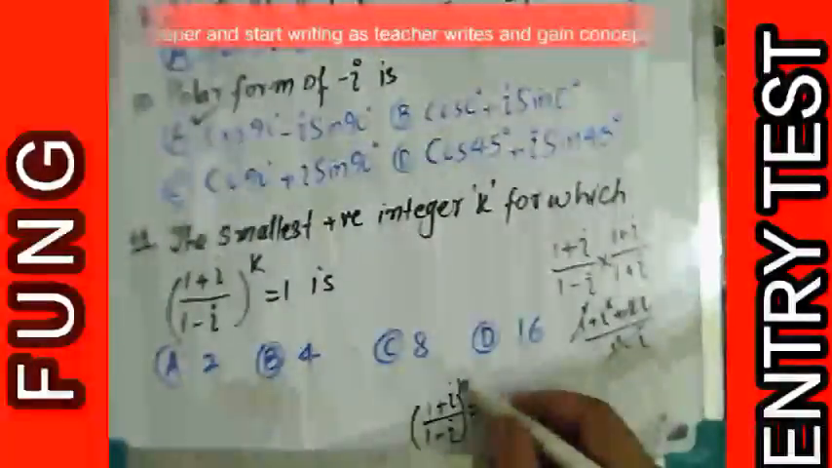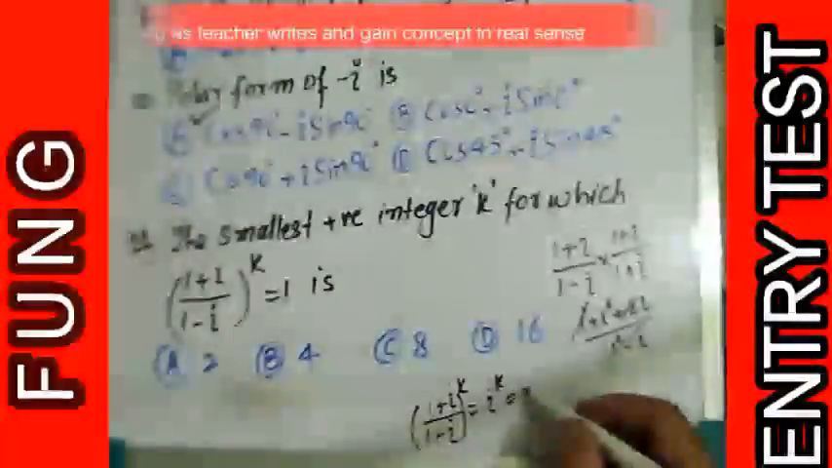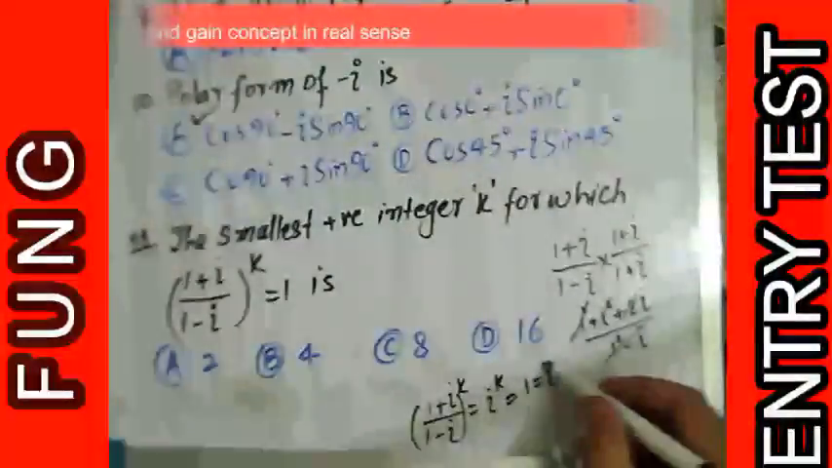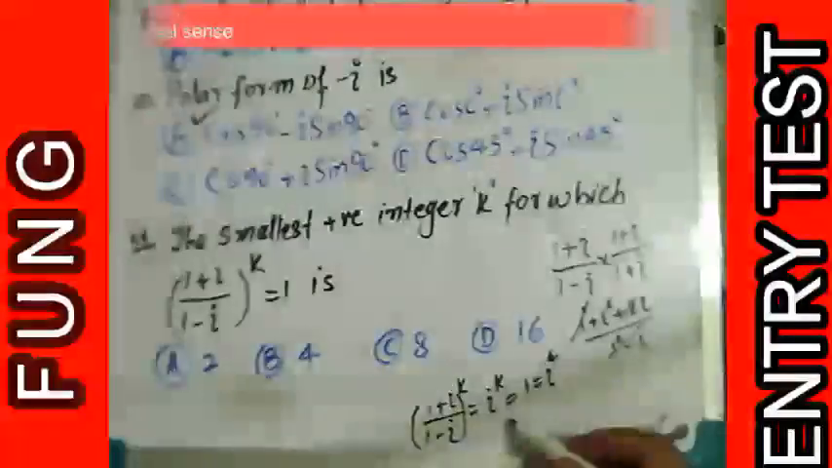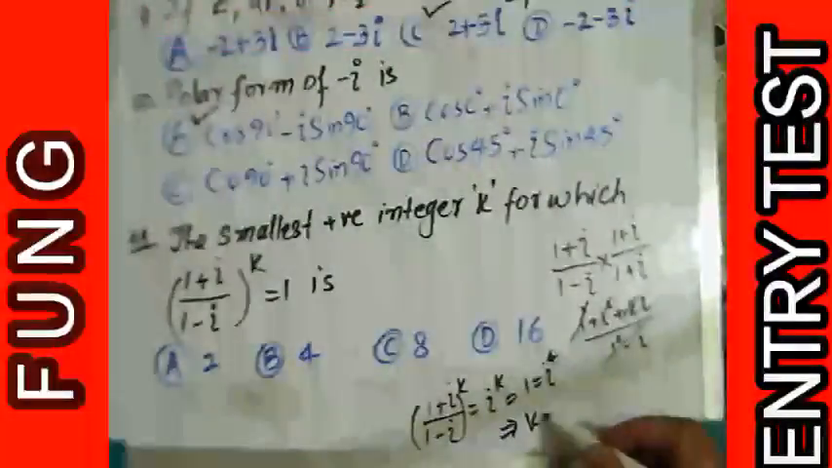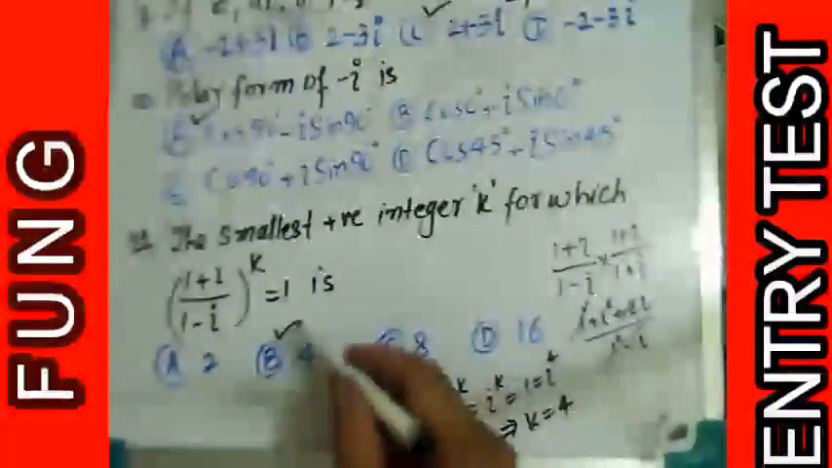Its power k is equal to 1. We know that iota power 4 is equal to 1, so we can understand from here that k is equal to 4. So the correct answer is B.